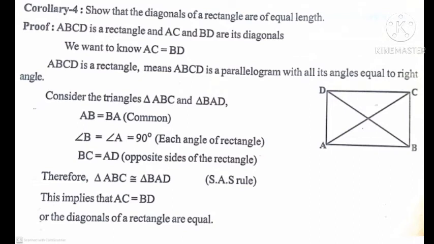AB equals BA because it is a common side of both triangles. Angle B equals angle A equals 90 degrees since each angle of a rectangle is 90 degrees. BC equals AD since opposite sides of a rectangle are equal. Therefore, triangle ABC is congruent to triangle BAD according to the side angle side congruence rule. That implies AC equals BD since CPCT. Therefore, the diagonals of a rectangle are equal.